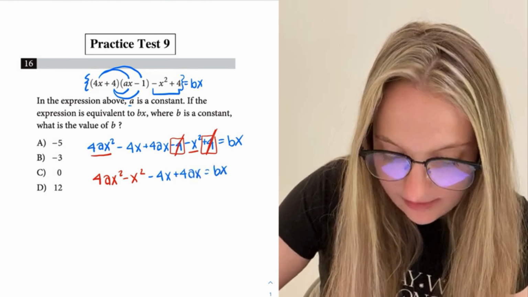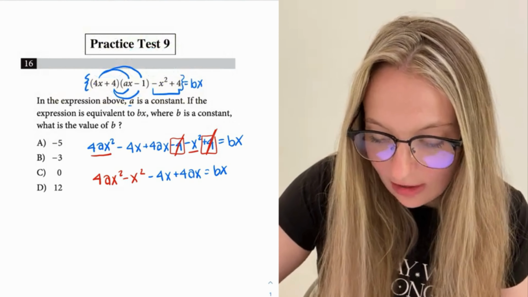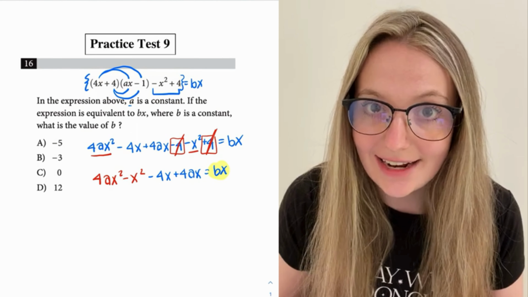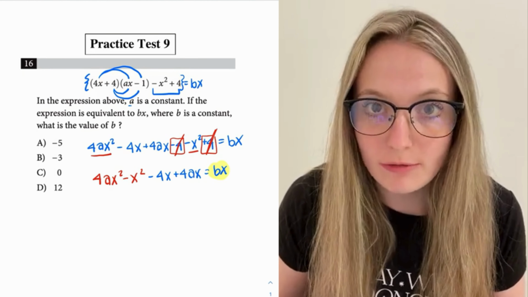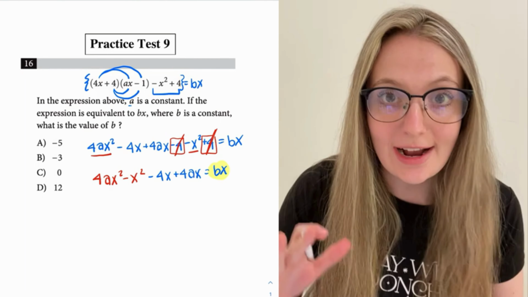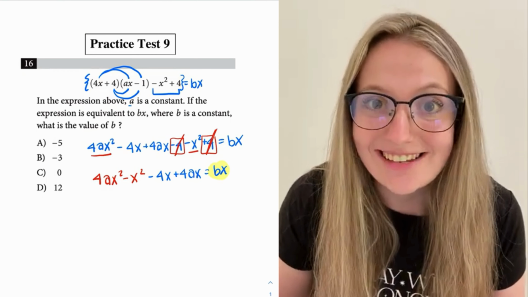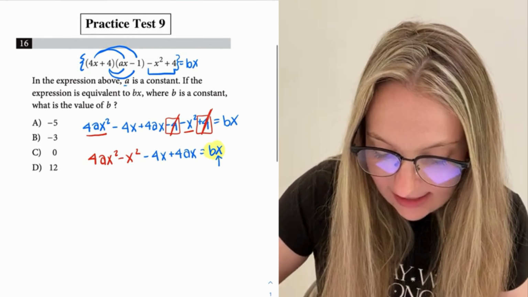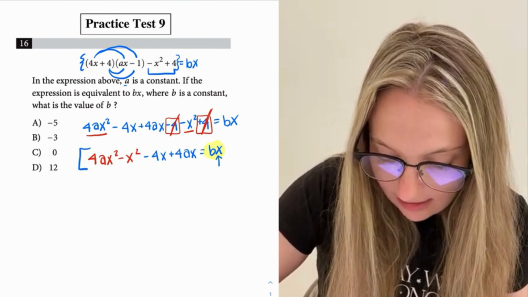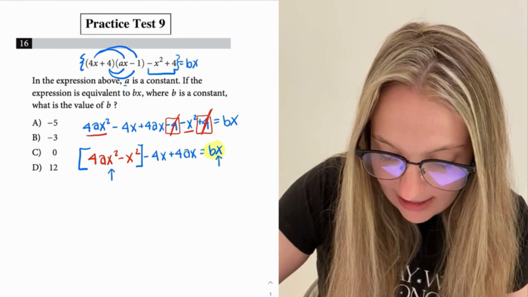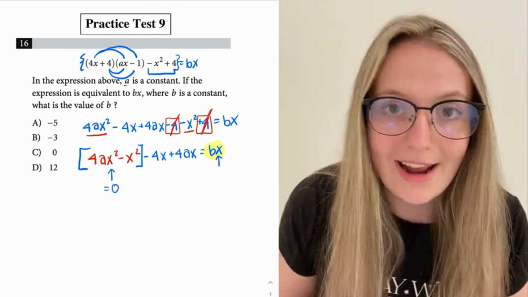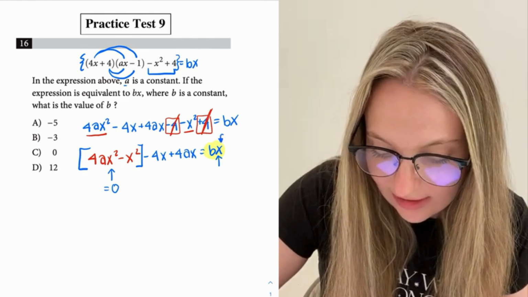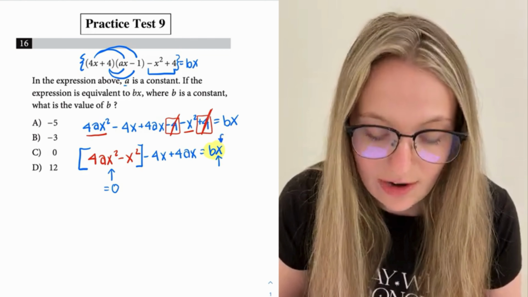So the key thing here that I want to point out is that this whole expression has got to be equal to bx, meaning the only term that we want remaining has got to be an x. There's no x squared, there's no number, there's just an x term. So what that means then is that on this left-hand side right here, this whole part has got to be equal to 0, because we don't want to have anything remaining that's an x squared, because they literally told us that the expression is equal to just an x as the variable.